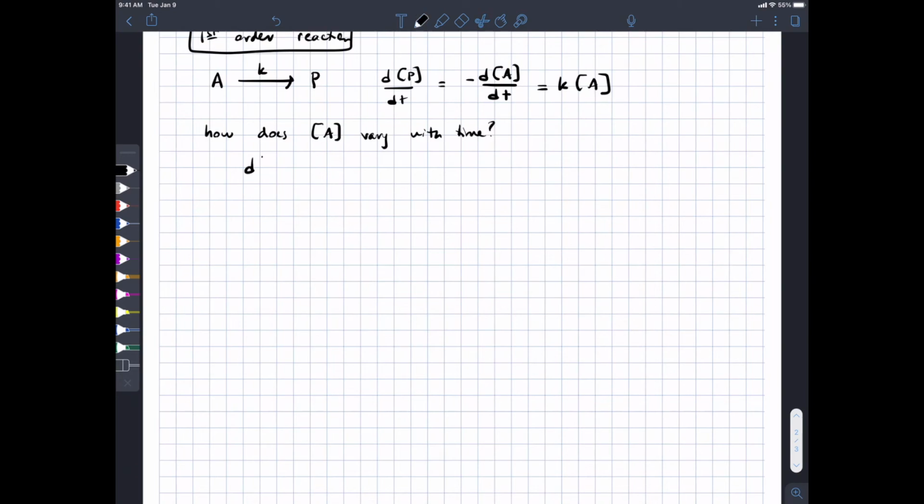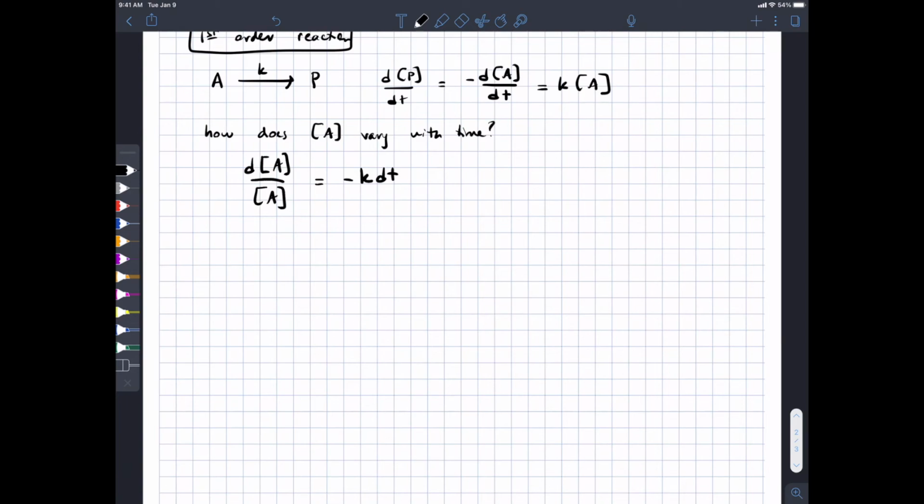We take this equation, we put the negative on this side, divide both sides by A, divide both sides by dt. dA over A equals minus k dt.